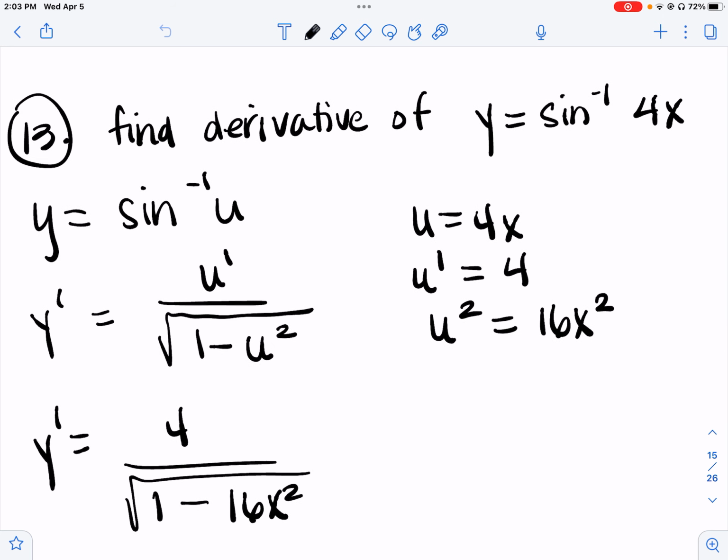13, find the derivative of y equals inverse sine of 4x. Okay, so if y is inverse sine of u, u is 4x, u prime is 4. So u squared is 16x squared. The formula is u prime over the square root of 1 minus u squared. U prime is 4, u squared is 16x squared.